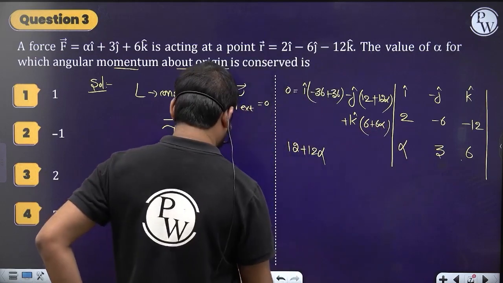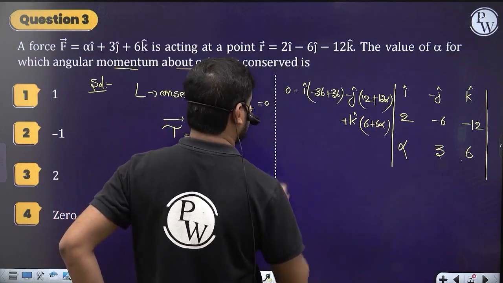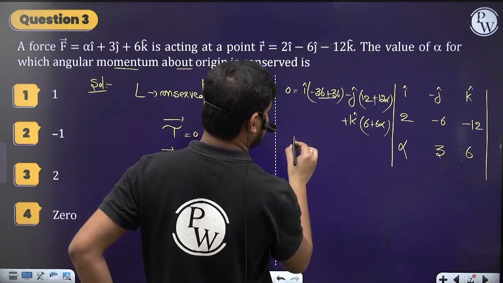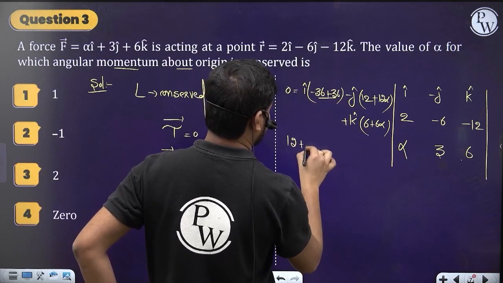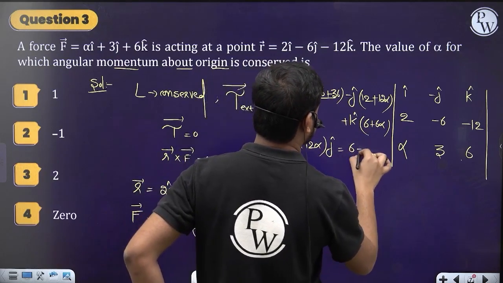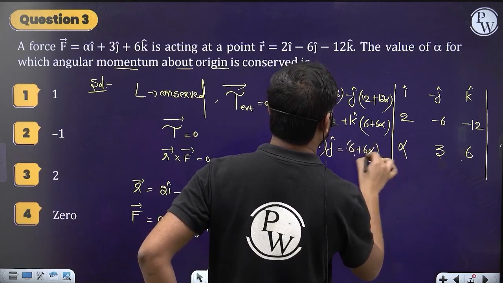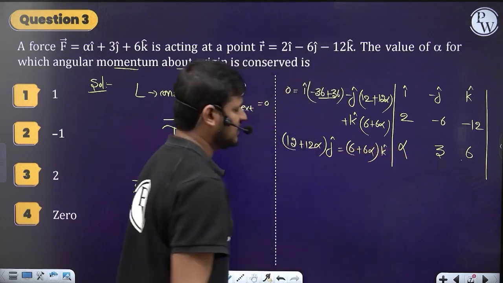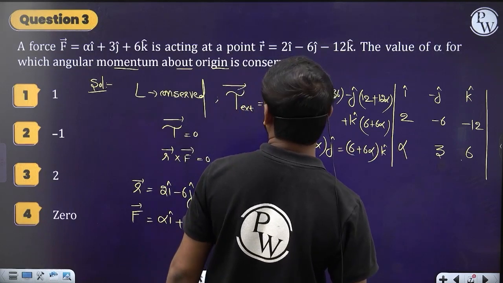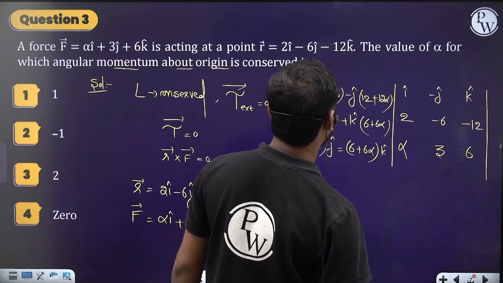So then we can write it like, this whole thing is 0, so 0 into something is 0. If you send it to this side, 12 plus 12 alpha into j cap is equal to 6 plus 6 alpha into k cap. Yes, so then we need just the magnitude, right? Better, so let's go for this procedure.